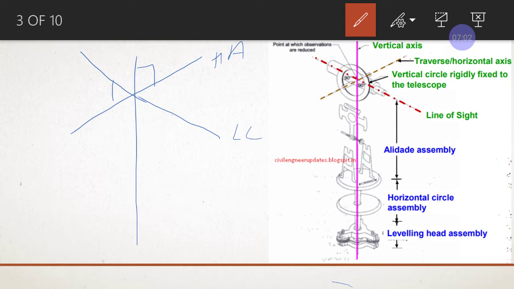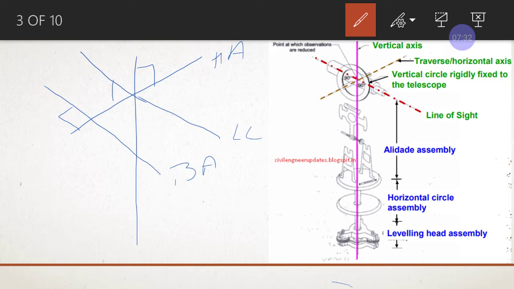The altitude bubble is parallel to the line of collimation, and it is also perpendicular to the horizontal axis. This can be asked. As the line of collimation is perpendicular to the horizontal axis, in the same way your altitude level bubble axis will be perpendicular to the horizontal axis.